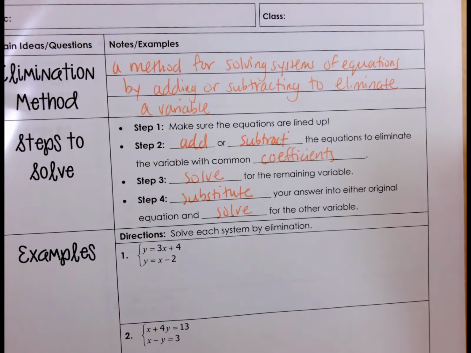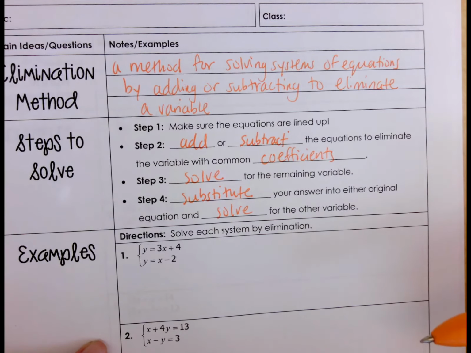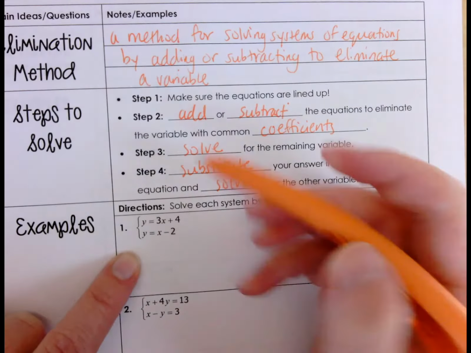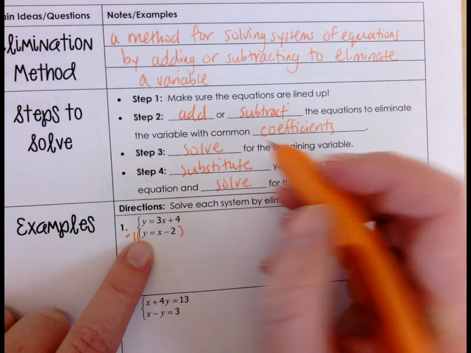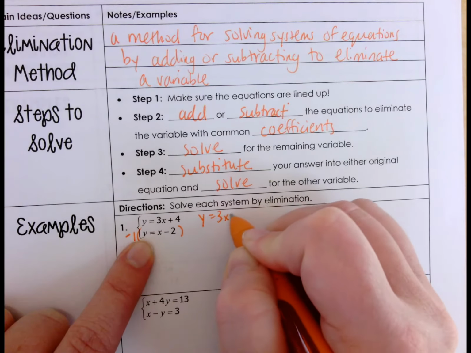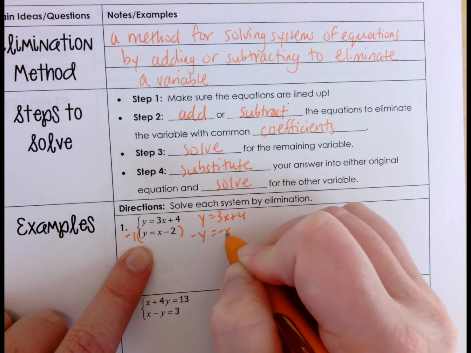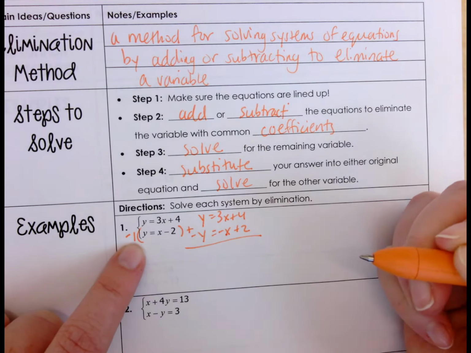Okay, and so yes, you can add or subtract, but just to make it easier, it's actually easier to use one magic number here in order to make that possible. So for example, with number 1, rather than trying to subtract these, what I can actually do is make this a magic number of -1. And so then I have y is equal to 3x plus 4, and then negative y is equal to negative x plus 2, and then we can add these together.